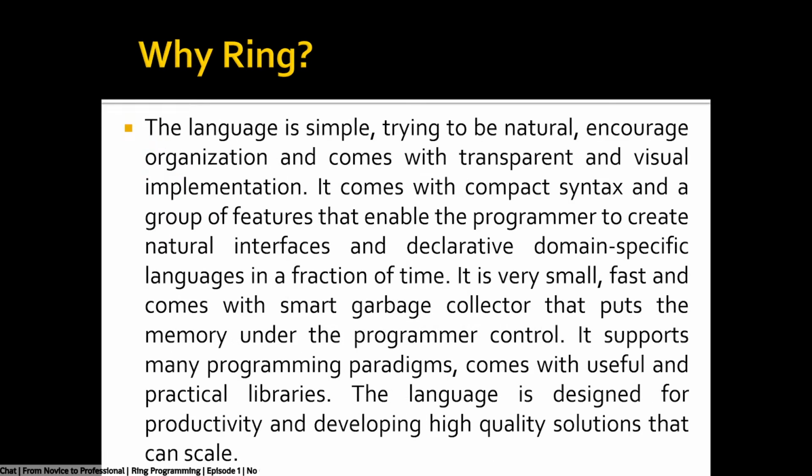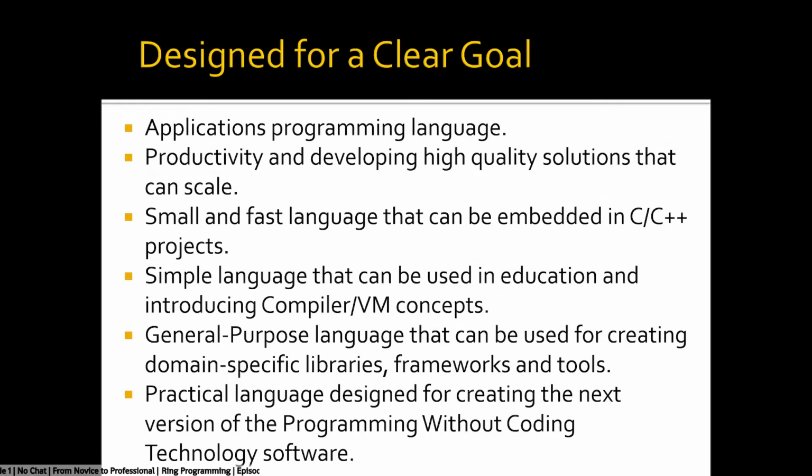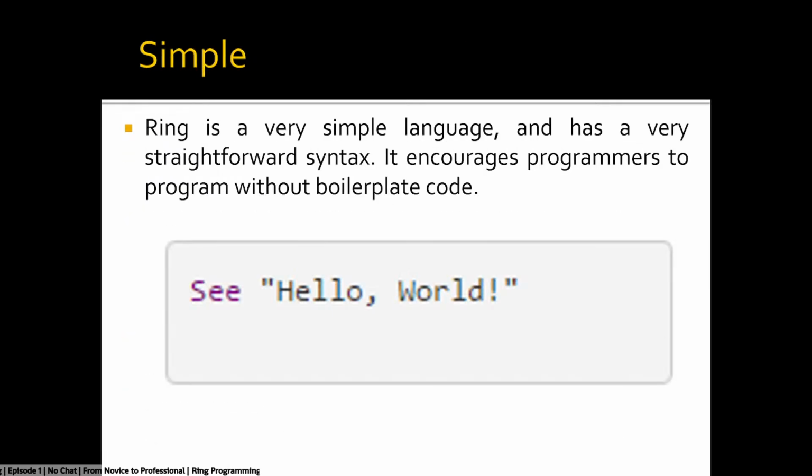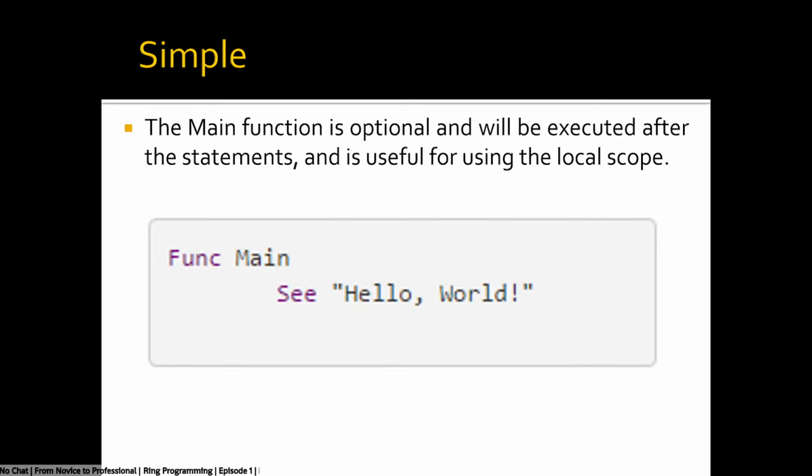Why Ring? The language is simple. Tries to be, yeah, okay. Designed with a clear goal, simple language, straightforward syntax. What's also cool that I learned, you can change the keywords. So if you want to do a read, the default is C. So C, hello world. And then if you want to give input, you would say give, whatever. But you can change that easily and change it again and again, not like per project. So that's really nice. The main function is optional and will be executed after the statements and is useful for using the local scope.